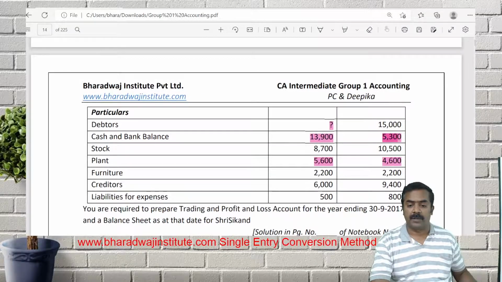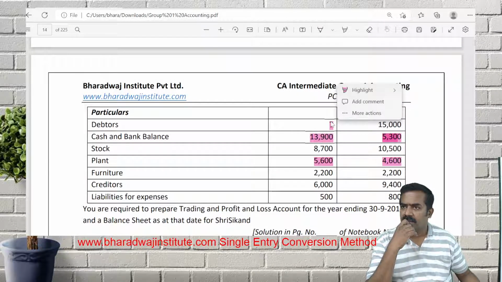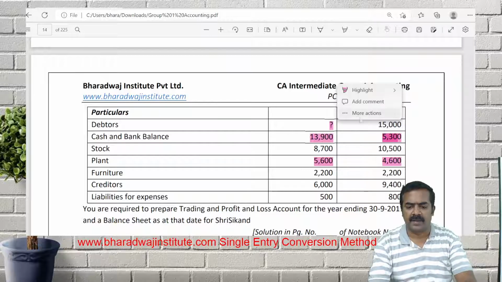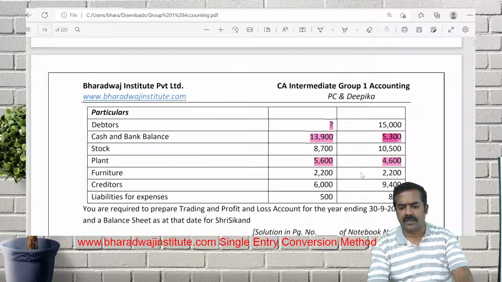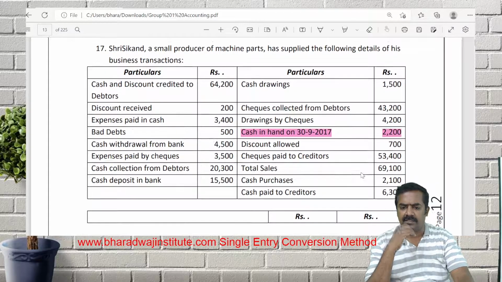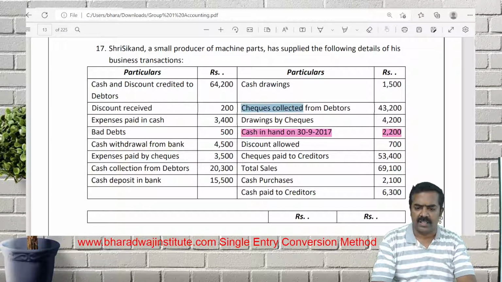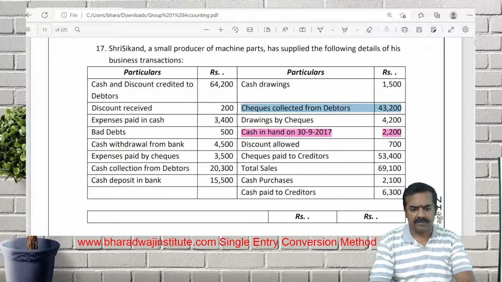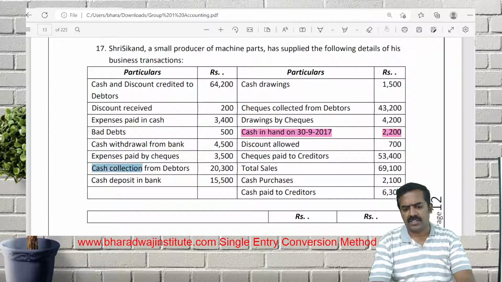Is it possible to prepare the opening balance sheet? No, we require the opening debtors balance. But are we given complete details about the debtors? We are given cheques collected from debtors and cash collected from debtors also. What is missing?